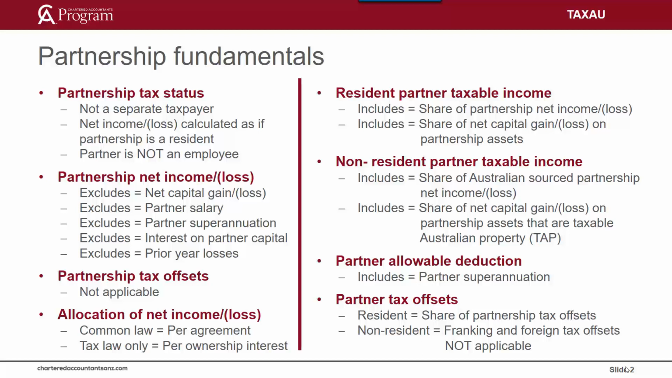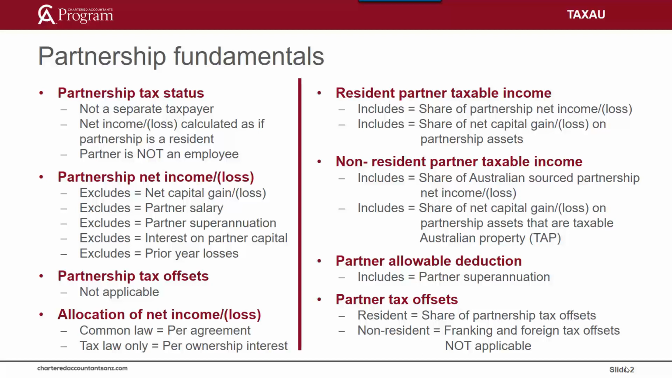However, for a partnership, as outlined previously, allowable deductions incurred by the partnership are deducted from assessable income in calculating net income of the partnership. The exceptions are prior year loss deductions under Division 36 and personal superannuation contributions under Section 290-150, which are taken directly to partners' personal income tax returns.